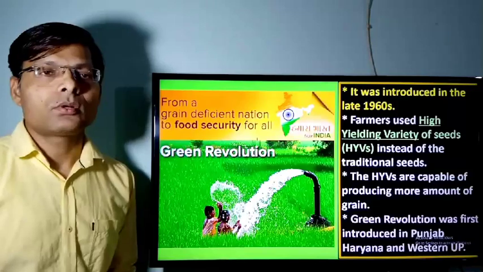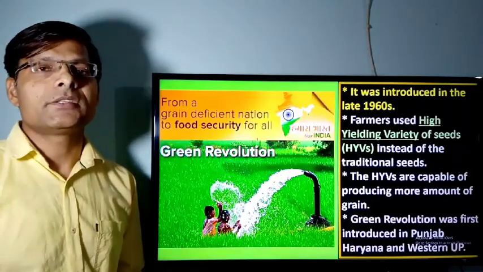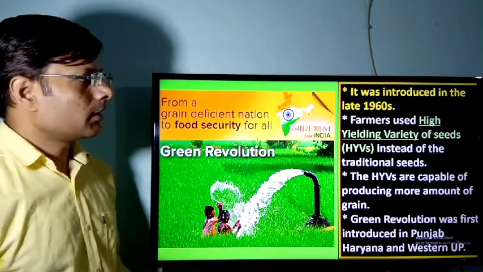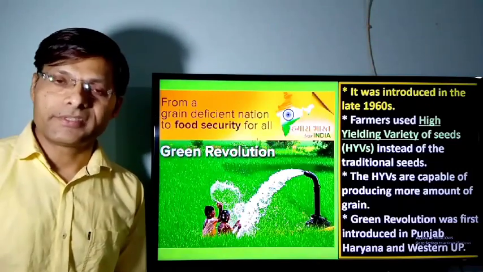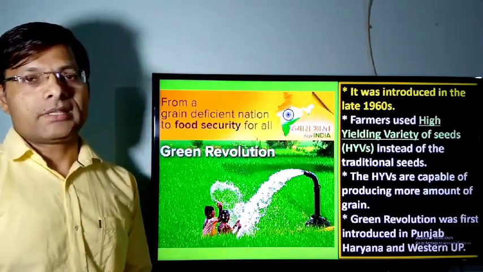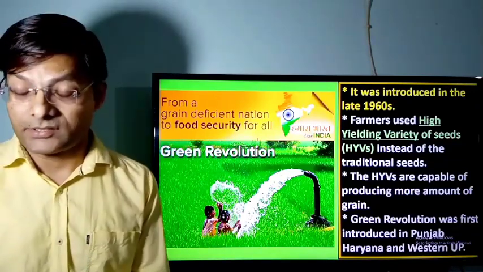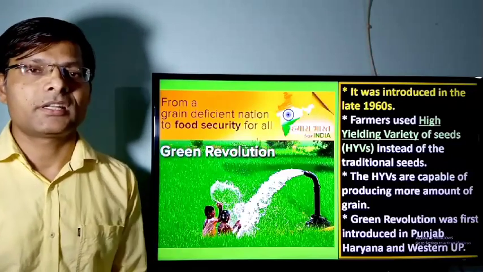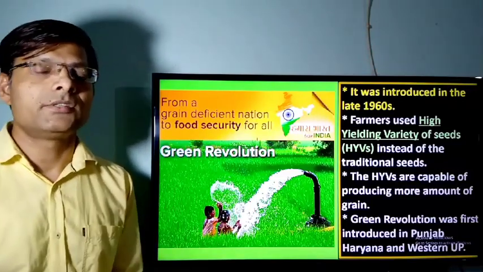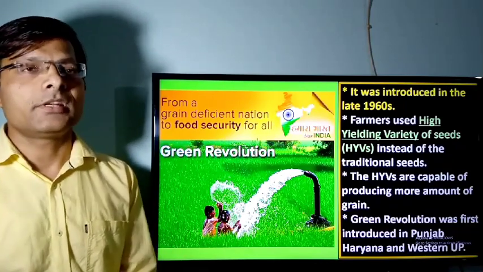Next we know about the green revolution. It was started in the 1960s. So what actually was the green revolution? We need to discuss it here. In the green revolution, farmers were asked to use high yielding variety seeds. What are these high yielding variety seeds? Already discussion has been done. These are genetically modified seeds which are giving more output from the same field.